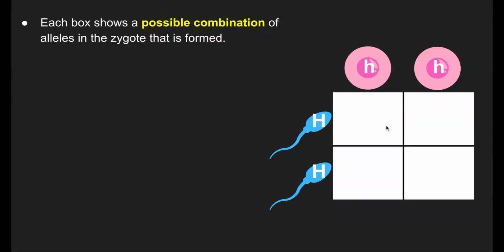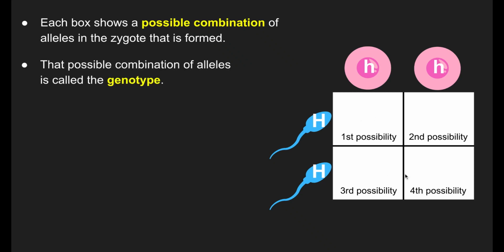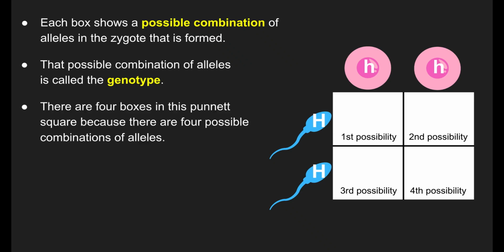Each box in the chart represents a possible combination of alleles in the zygote that is formed. So when this sperm fertilizes that egg, it produces a zygote, and inside the zygote is going to be the combination of alleles based on what allele was in the sperm and what allele was in the egg. So in this case, we have 4 possible combinations. The possible combination of alleles is called a genotype.